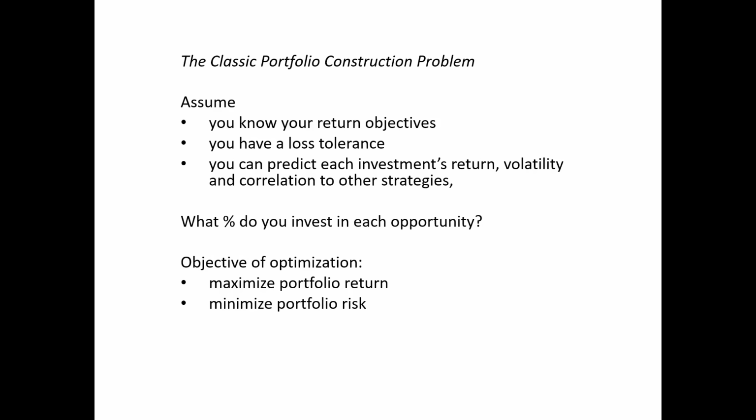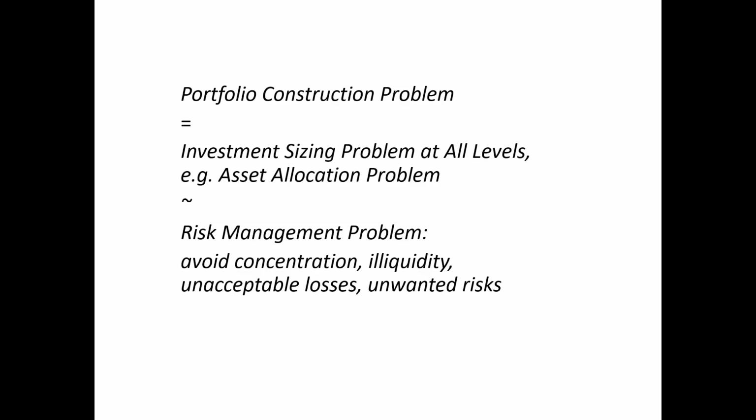And the objective of that, as we mentioned earlier, is to maximize the return for the whole portfolio while minimizing the portfolio risk. In this classic problem, it is to minimize the uncertainty or volatility of the whole portfolio. So as you can see, the portfolio construction problem really is a sizing problem of investments at all different levels. You can relate that to the asset allocation problem. So what is the asset allocation problem?